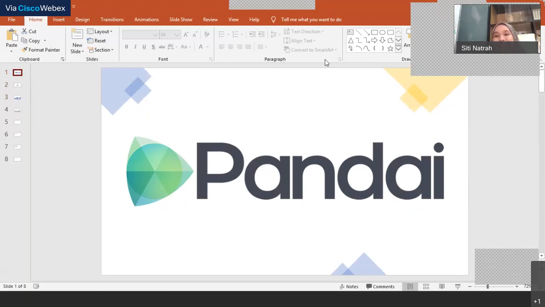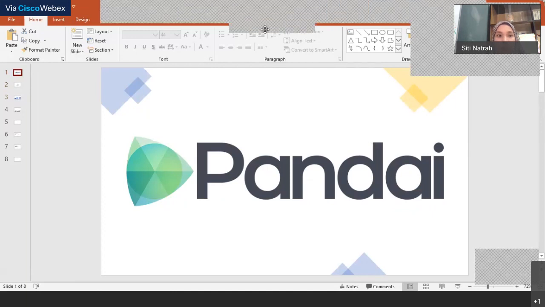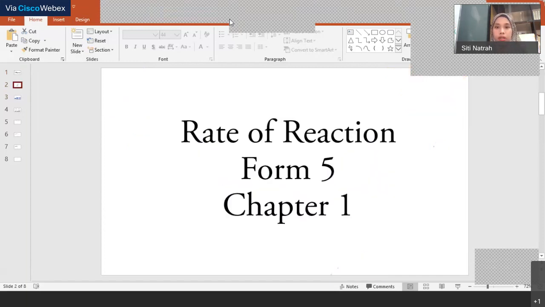So hari ni topik yang cikgu nak ajarkan ialah topik rate of reaction, iaitu topik form 5. Ini chapter 1. Semua dah ready kan? So dalam chapter 1 ni, rasanya mesti kamu semua dah belajar, betul tak? So kita akan go through balik one by one. Mana yang sempat tu, kita akan go through. Dan kita akan cuba buat beberapa latihan sikit lah.